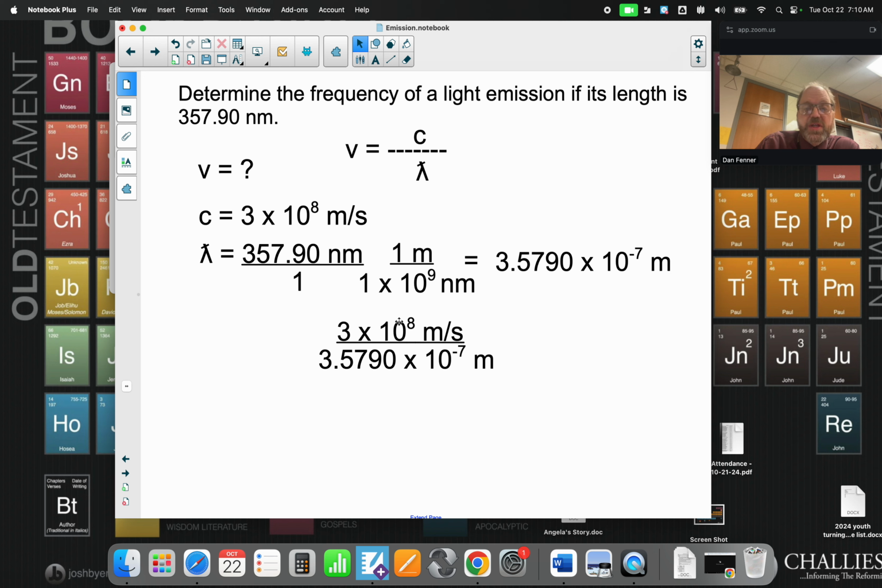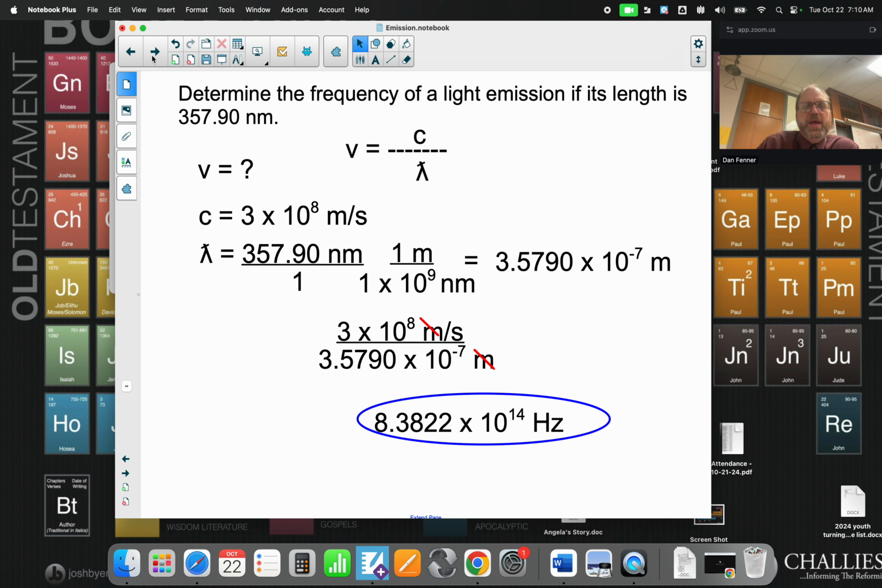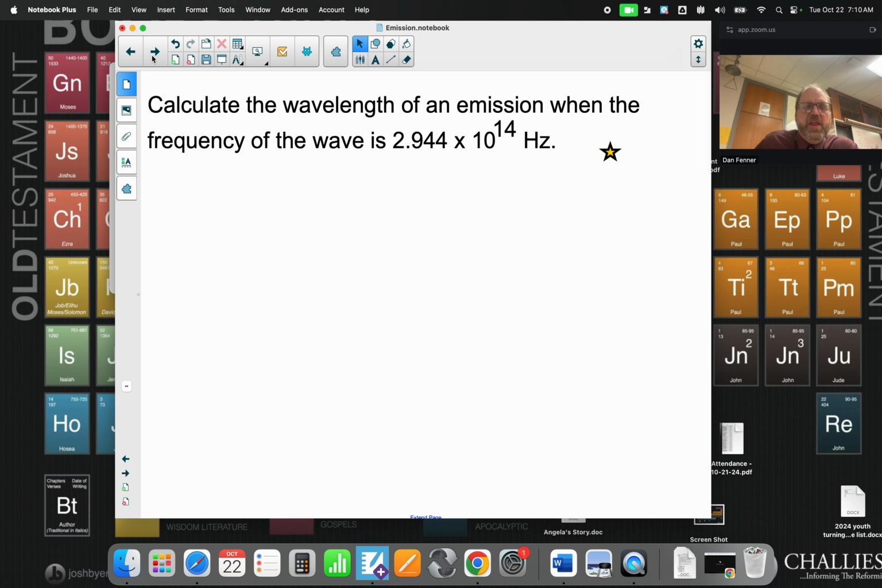This is a constant, so it's definitely significant. And I have 1, 2, 3, 4, 5 sig figs there. So my answer is 8.3822 times 10 to the 14th. Now that's per second, but remember, I'm asking for frequency. So how do we express frequency? Remember, that's hertz. All right, awesome. And that's our answer. Let's try another one.